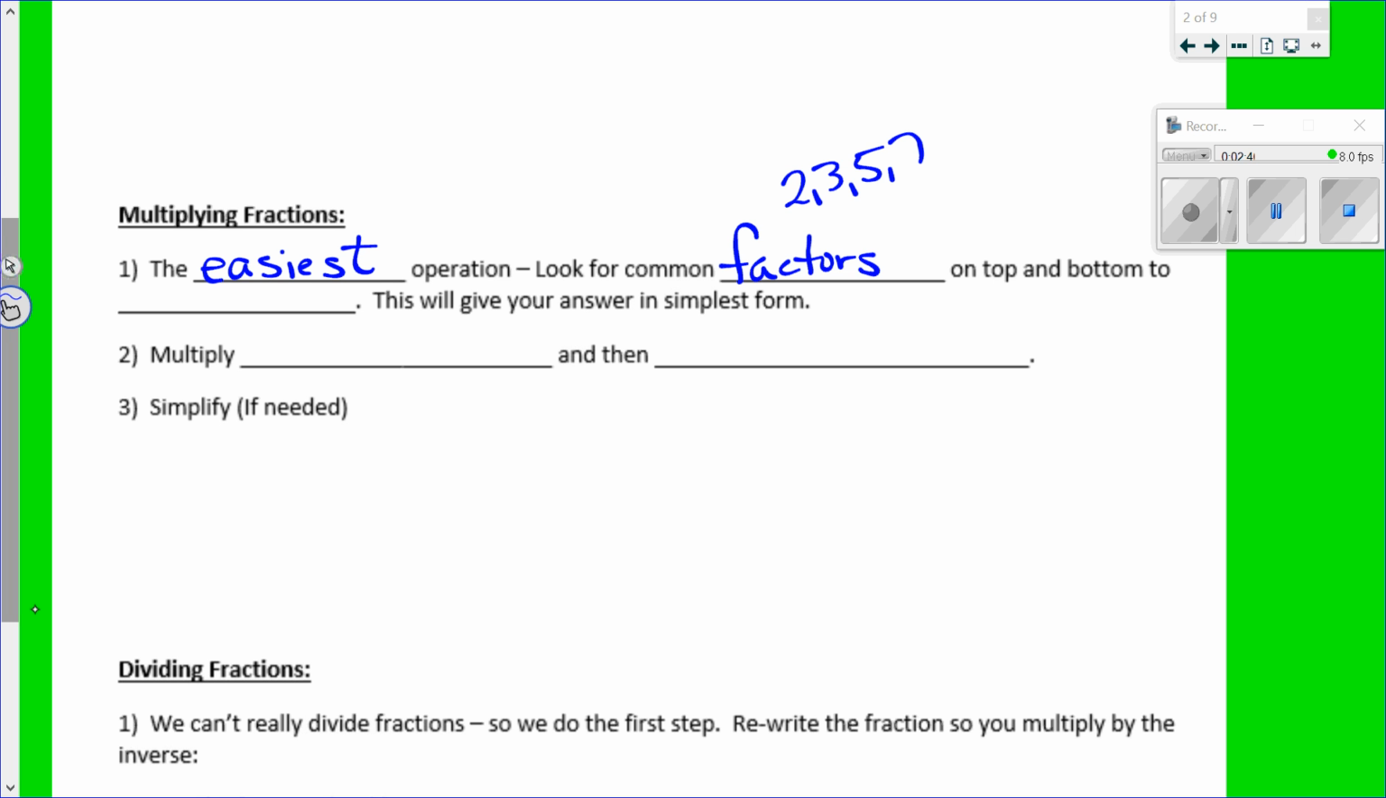Okay, we're looking on top and bottom to reduce. The reductions are going to make our math easier because it's going to give us our answer in simplest form. We're also then looking at getting smaller numbers. So our math, multiplying the numbers, should also be easier. Once we have all of our reductions done, now we're going to multiply top by top and then bottom by bottom, or numerator by numerator, denominator by denominator.